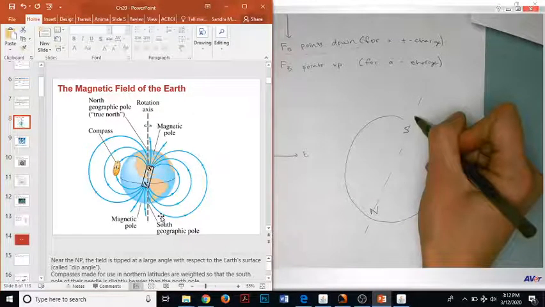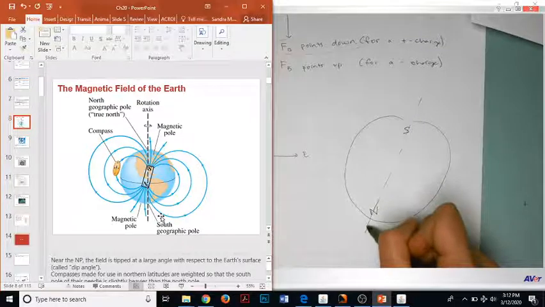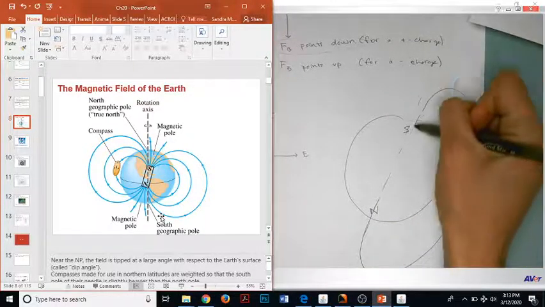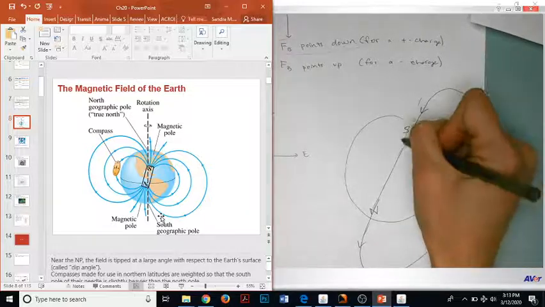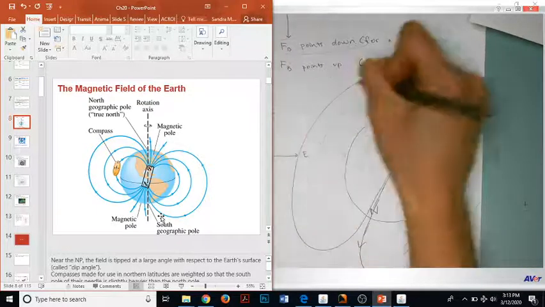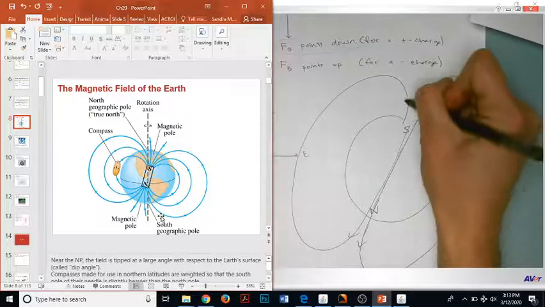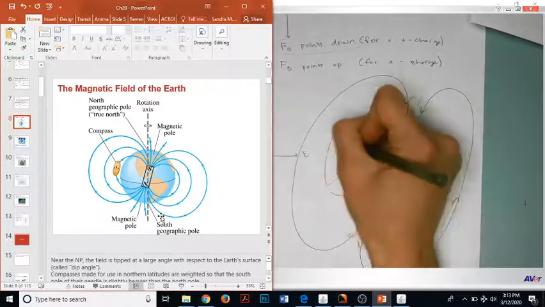And we have magnetic field lines that point out of North Poles and into South Poles. So if I draw my lines, they should look like that. Out of the North Pole, into the South Pole. And let me get a couple more in here.